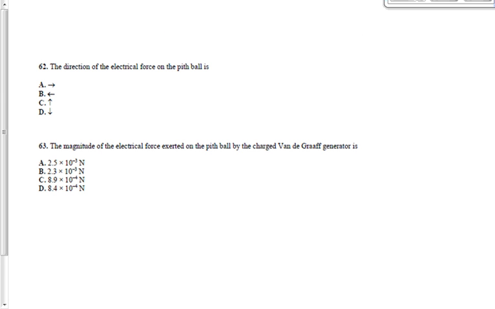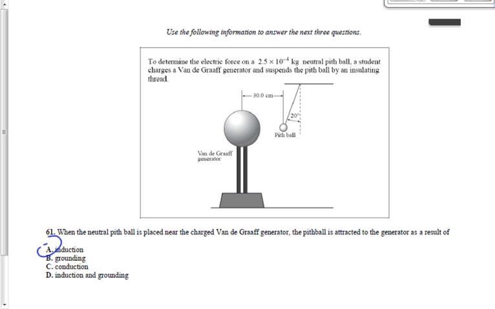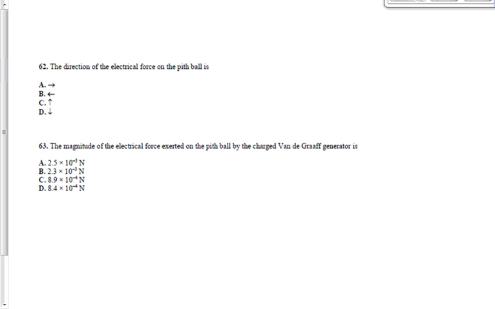62 and 63. The direction of the electric force on the fifth ball. We'll do this one as a group here real quickly. The direction of the electric force on the fifth ball, well, if it's being pulled to the left, the electric force must be to the left, right? That's an easy question. B. But the magnitude of the electric force on the pith ball.